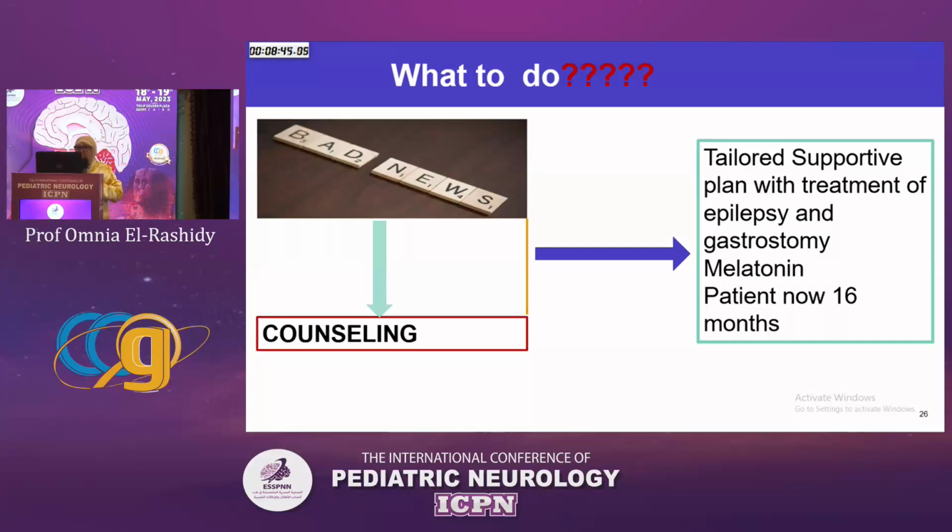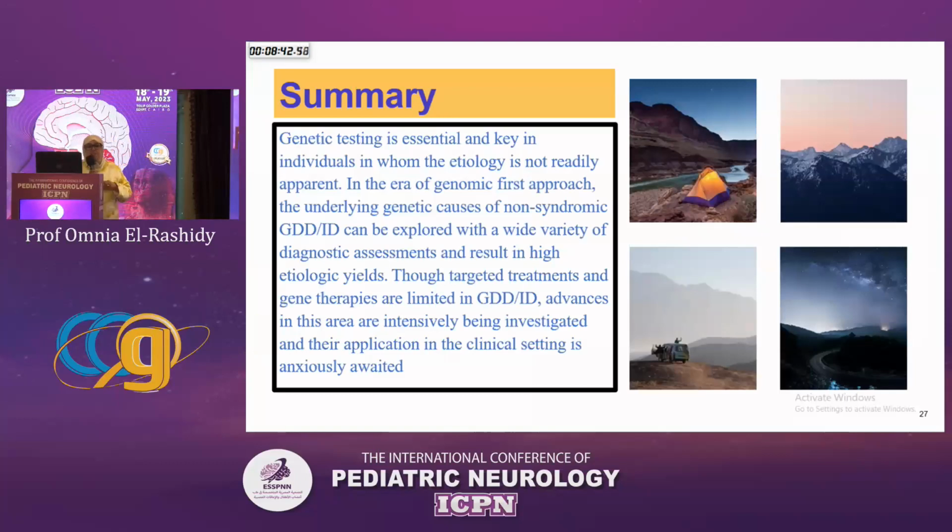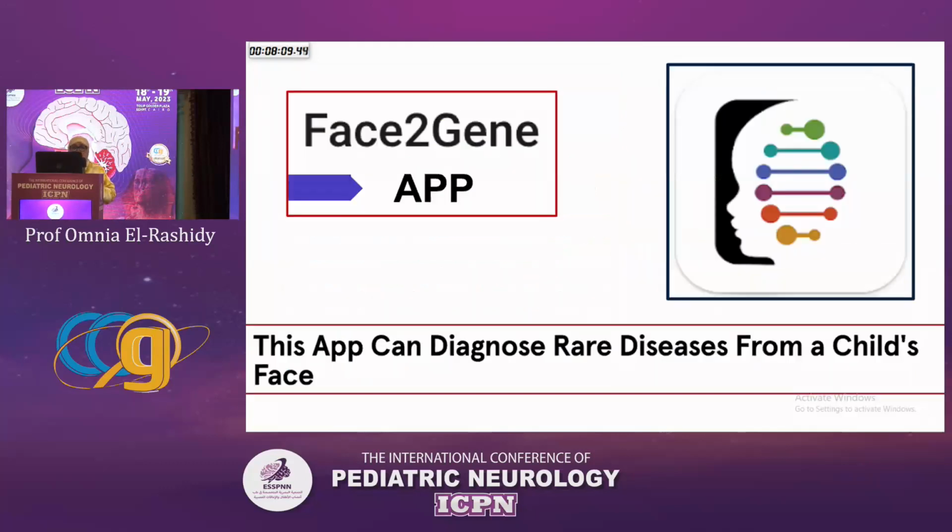And at the end, not so bad news, but my summary: genetic testing is essential and key in individuals in whom the etiology is not readily apparent. In the era of genomic first approach, the underlying genetic causes of non-syndromic global developmental delay or intellectual disability, you can interchange these two expressions, could be explored with a variety of diagnostic assessments and result in high etiological yields. Every now and then we have new treatment, targeted treatment, and gene therapy. So advances are limitless in this area. You must investigate your child.